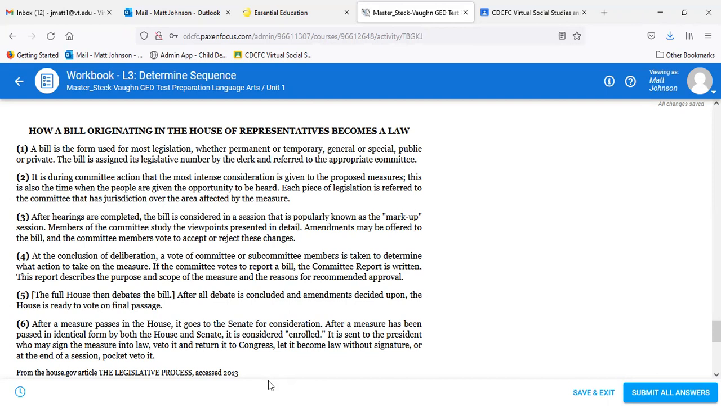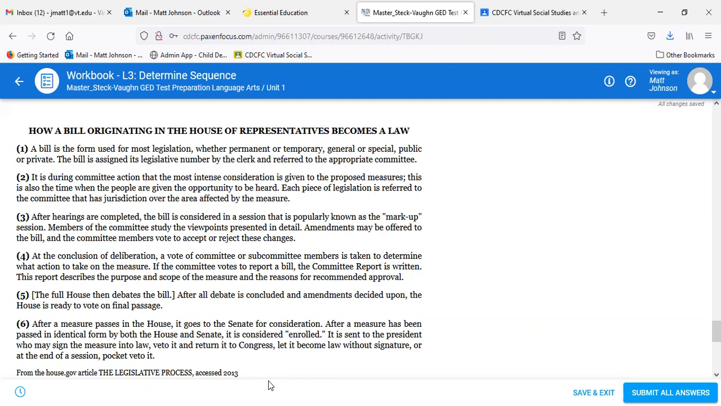Each piece of legislation is referred to the committee that has jurisdiction over the area affected by the measure. After hearings are completed, the bill is considered in a session that is popularly known as the markup session. Members of the committee study the viewpoints presented in detail. Amendments may be offered to the bill, and the committee members vote to accept or reject these things.